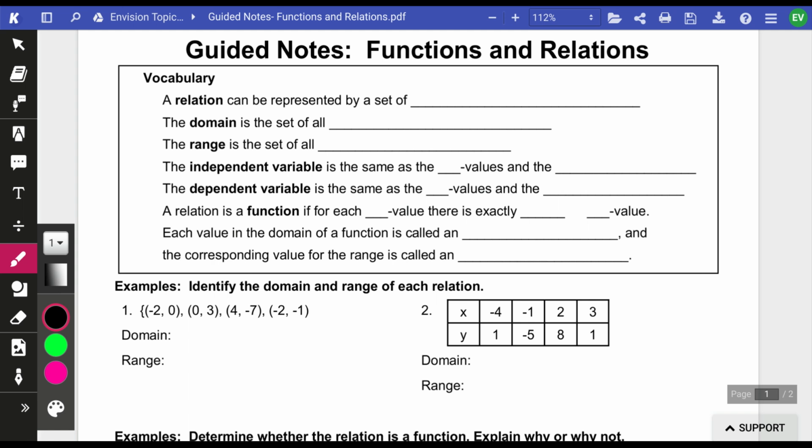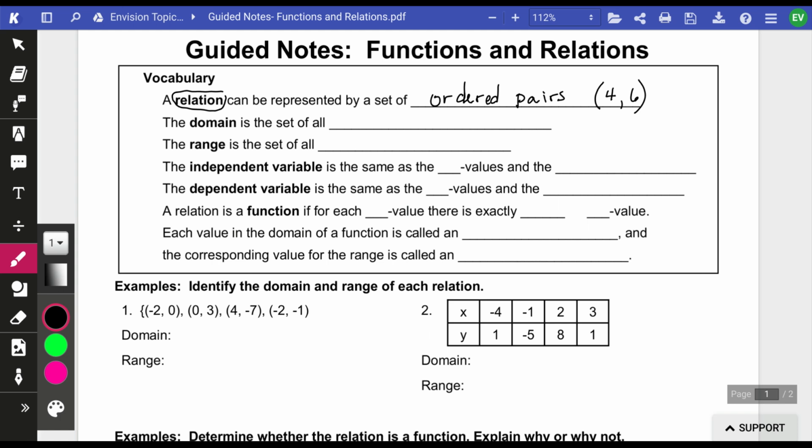A relation, so we really have to make sure that we've got the vocabulary down. A relation can be represented by a set of what? A set of ordered pairs. Remember what ordered pairs are? Ordered pairs look like this. Yeah, it's a point. So ordered pairs have two pieces to them.